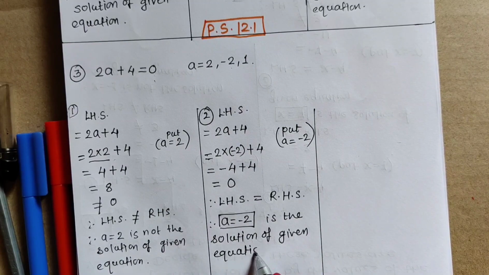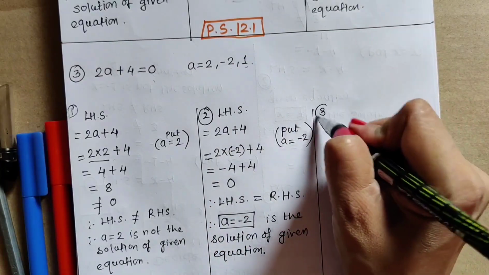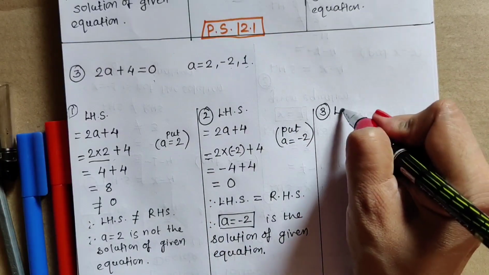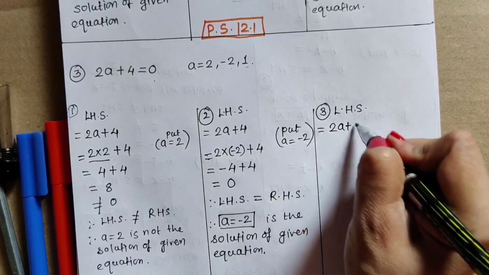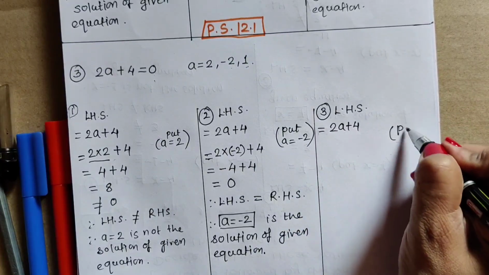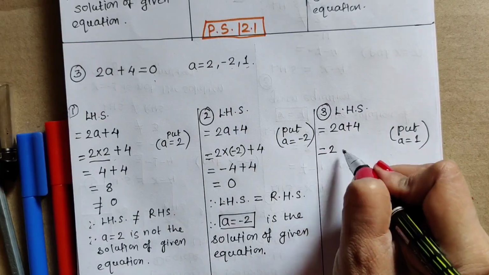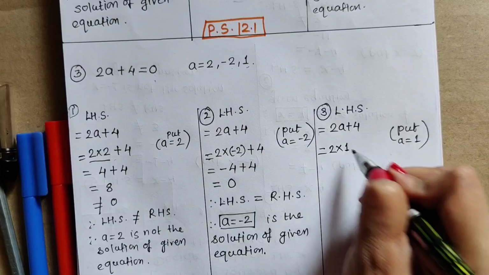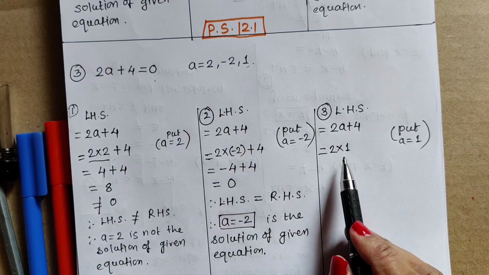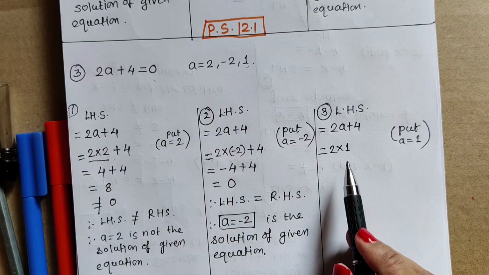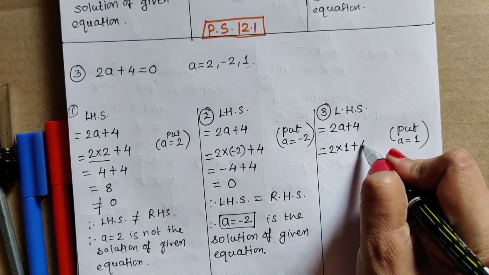Now let us check for this third value of a. Again we will write for the third value. Left hand side is equal to 2a plus 4. Now we are going to put a is equal to 1. 2 multiplied by a, which is 1. You can put it in brackets also. Instead of writing this multiplication sign, you can put it inside the bracket also. Now 2 multiplied by 1 plus 4.